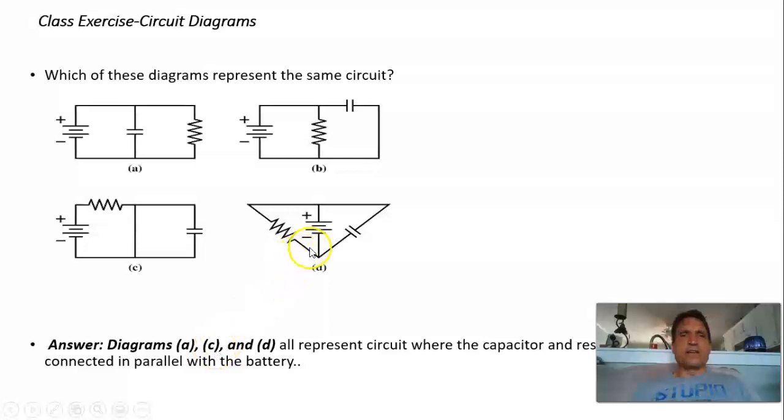Let's look at D. Okay, this is a weird looking diagram. Other than confusing people, there's no point in drawing it like this. But let's look at this one. Here's the positive terminal of the battery. It's connected by a wire directly to one end of the resistor, and it's connected directly by another wire to one end of the capacitor. Okay, so far so good.